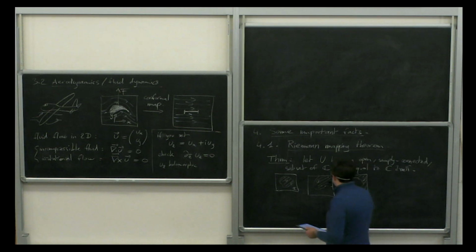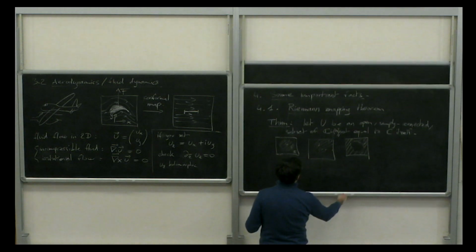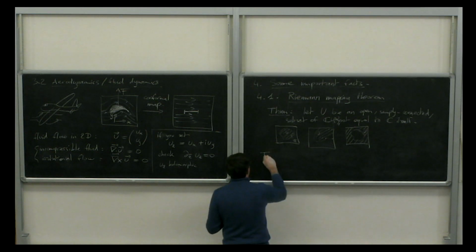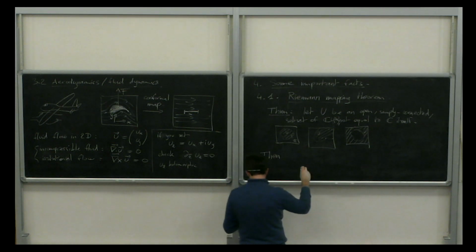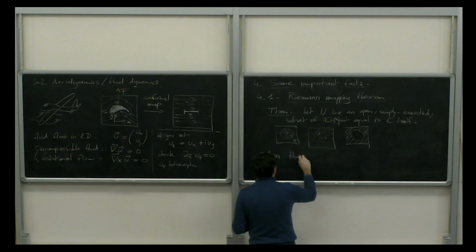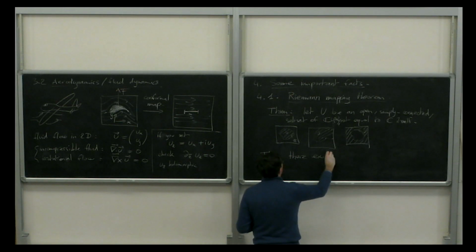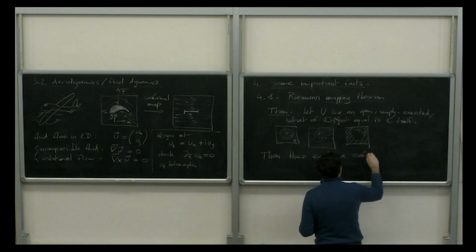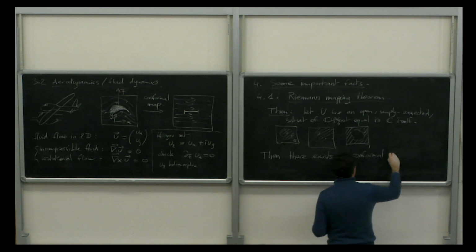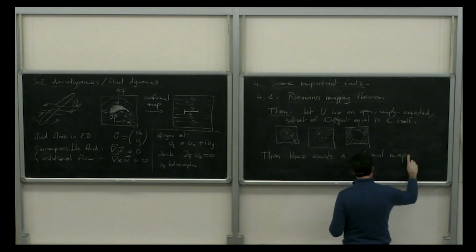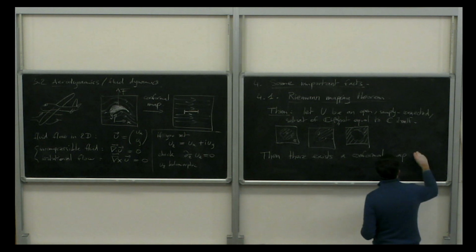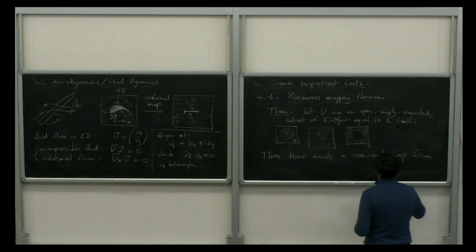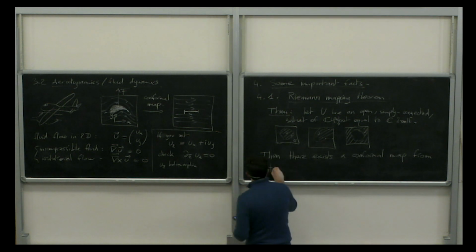So this is the assumption, then what is the claim? Then the claim is that there exists a conformal map from U to the unit disk.